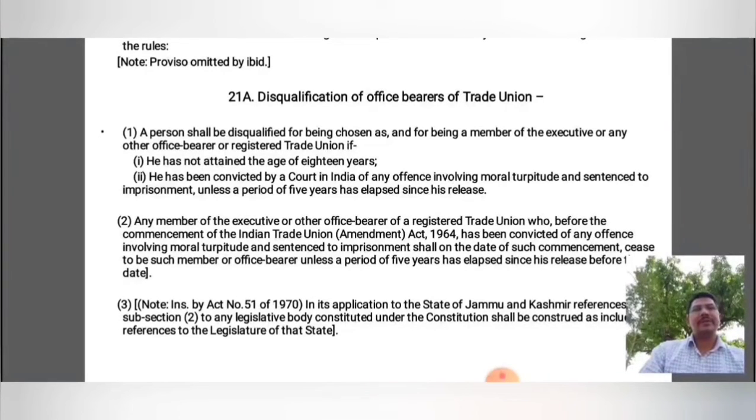Any member of the executive or other office bearer of a registered trade union who, before the commencement of the Indian Trade Unions (Amendment) Act 1964, has been convicted of any offence involving moral turpitude and sentenced to imprisonment, shall on the date of such commencement cease to be a member or office bearer, unless a period of 5 years has elapsed since his release before that date.